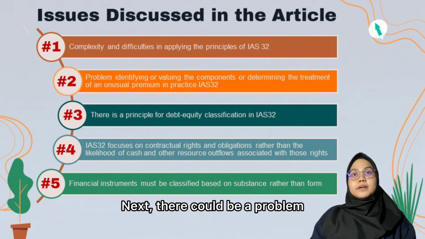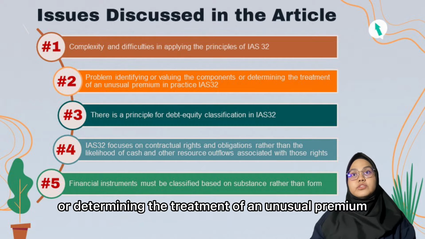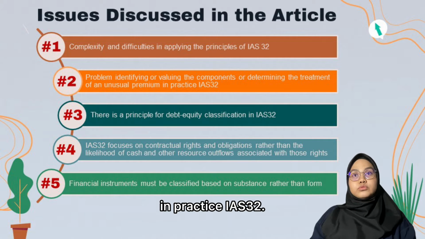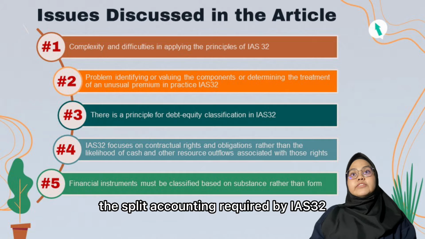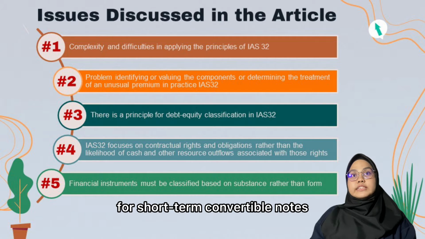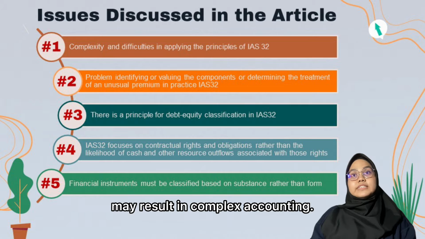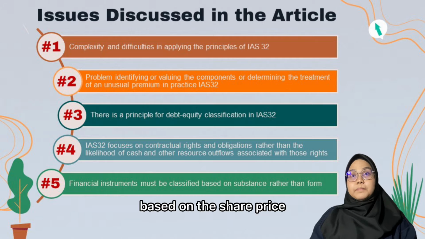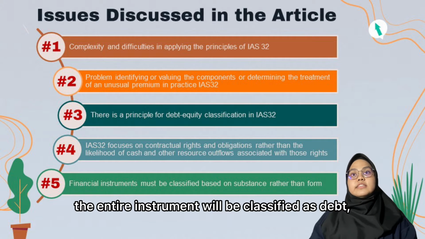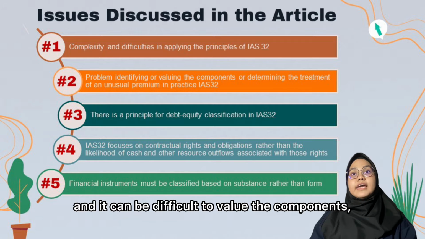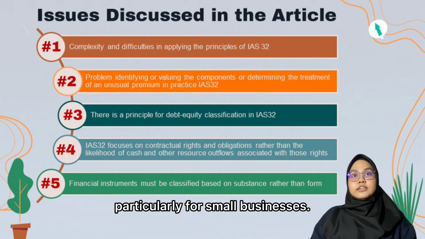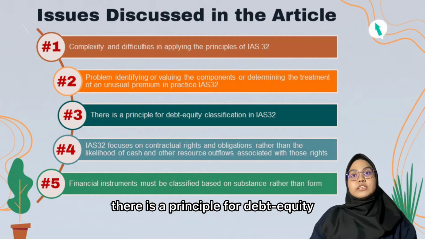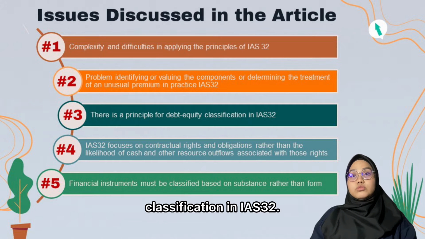Next, there could be a problem identifying or valuing the components or determining the treatment of an unusual premium in practice of IAS 32. For instance, the split accounting required by IAS 32 for short-term convertible notes may result in complex accounting. This is because if the notes convert into shares based on the share price at the time of conversion, the entire instrument will be classified as debt, and it can be difficult to value the components, particularly for small businesses.